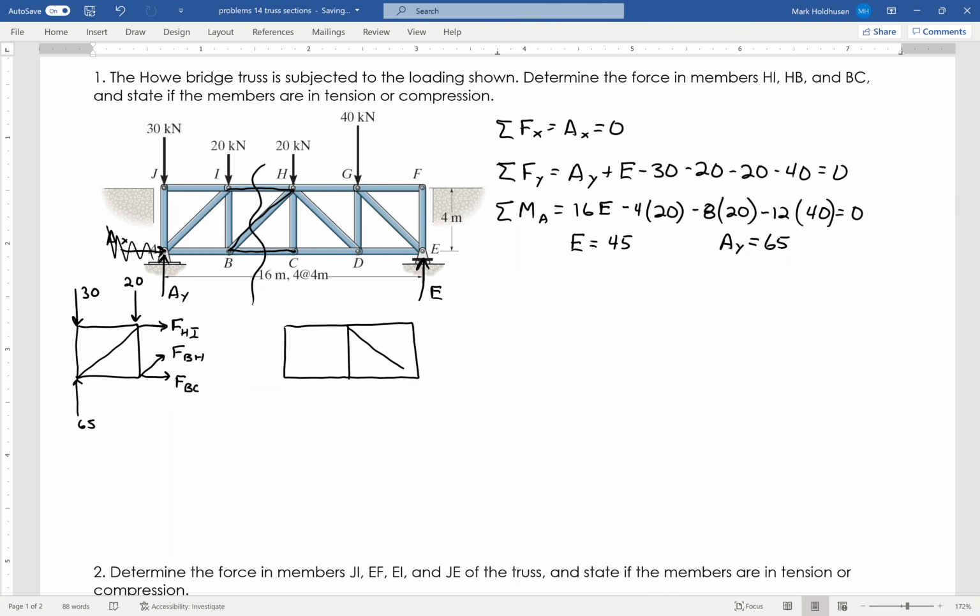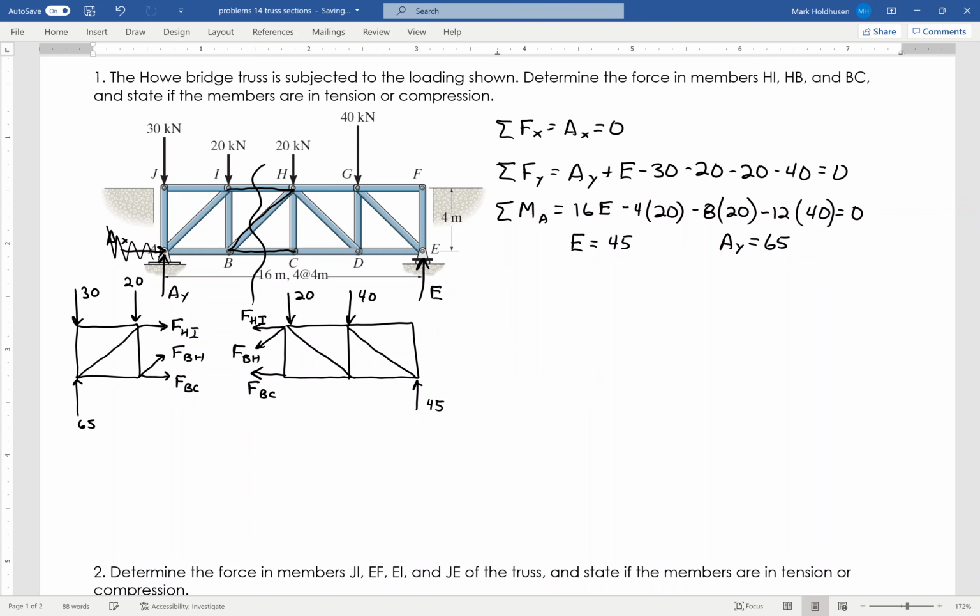Which will look like this. I'm going to have 20 right here, and 40 right there. I've got my reaction at E, which I've calculated, and it is 45. Then I've got the same forces. I'll assume they're in tension: FBC, like this, FBH, so they're all equal and opposite of the other one, and then FHI, like this.